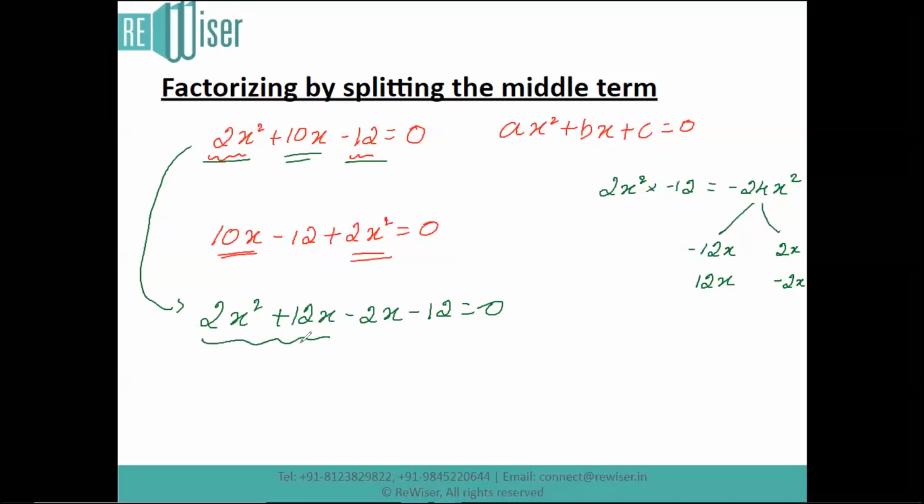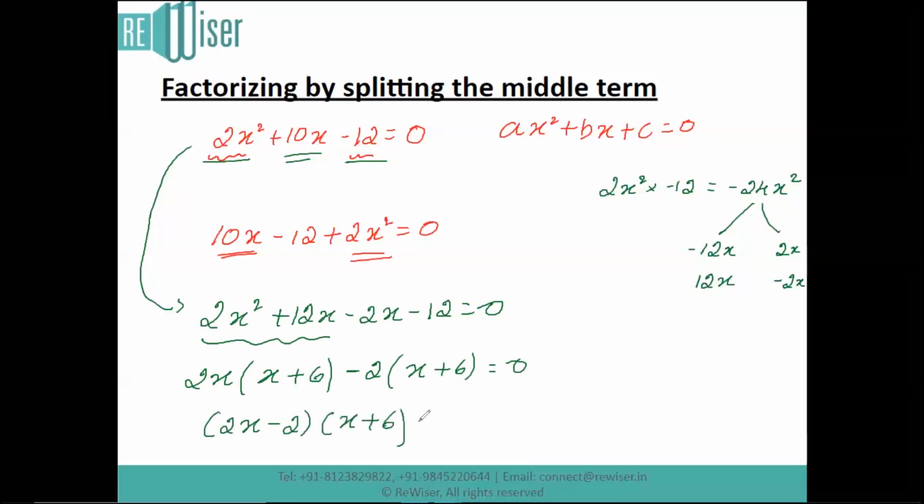Now out of these first two, I can factorize 2x common, so I'll be left with x plus 6. And among the other two, I can take minus 2 common, and I'll be left with x plus 6 again. So this can be further written as 2x minus 2 times x plus 6 is equal to 0.